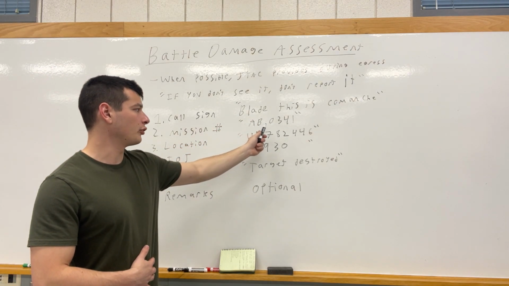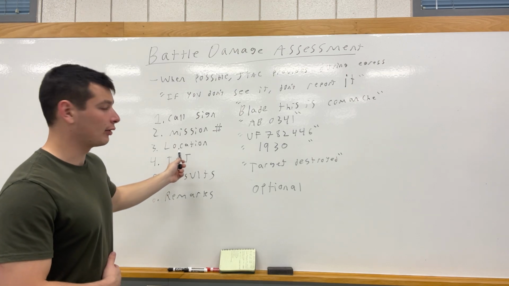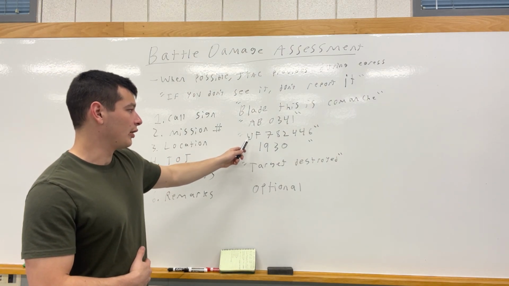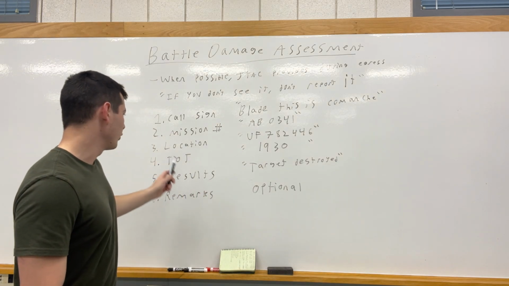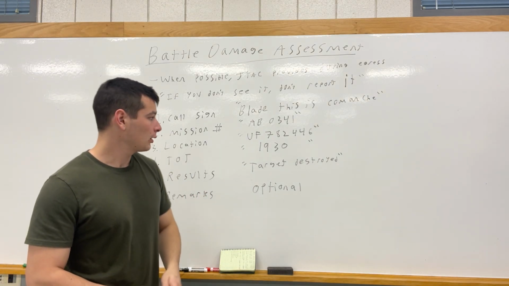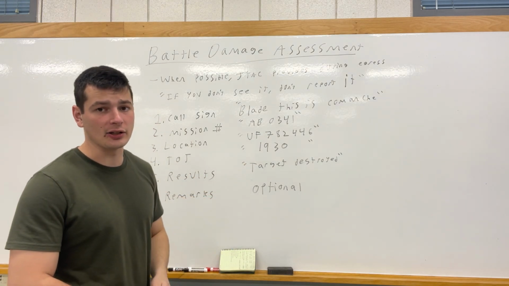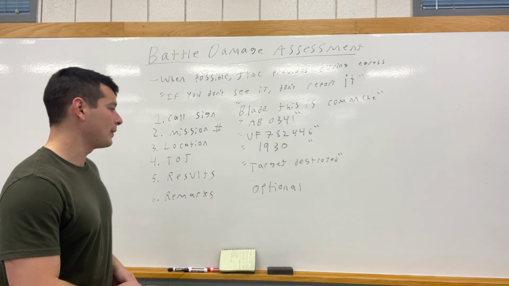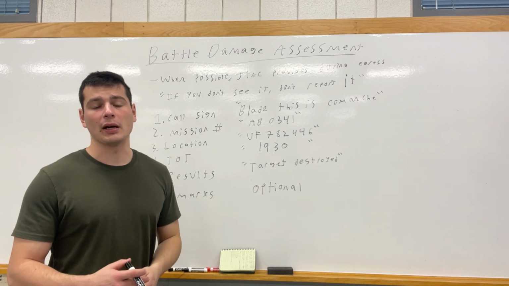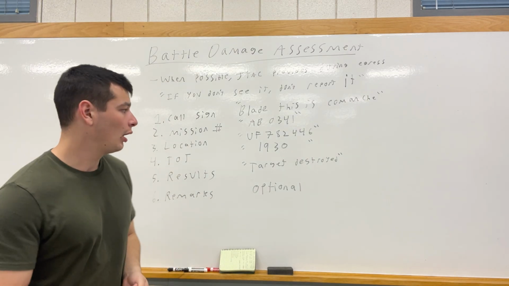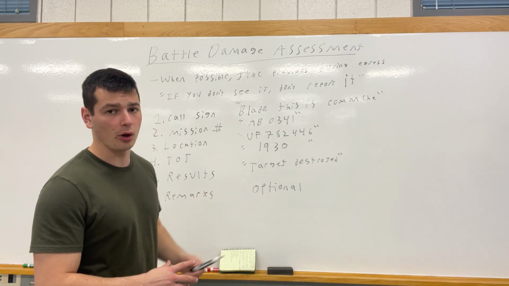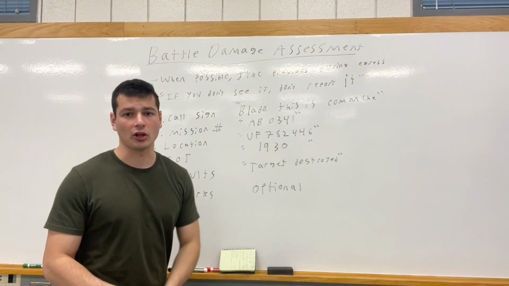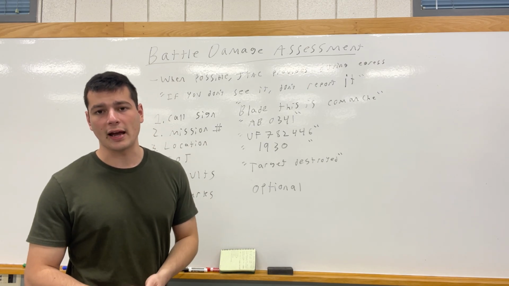second being mission number, Alpha Bravo 0341, third being the location of the target, in this case we use a 6-digit grid, Uniform Fox 782446, the fourth being the time of the attack, in this case we'll imagine the attack was at 1930. The fifth being the results, and again, this is where at minimum you need to say successful or unsuccessful, but in this case we can be a little more specific, and we're gonna say target destroyed. And then 6 is remarks, which is optional. This is anything that you would want to add about the attack.